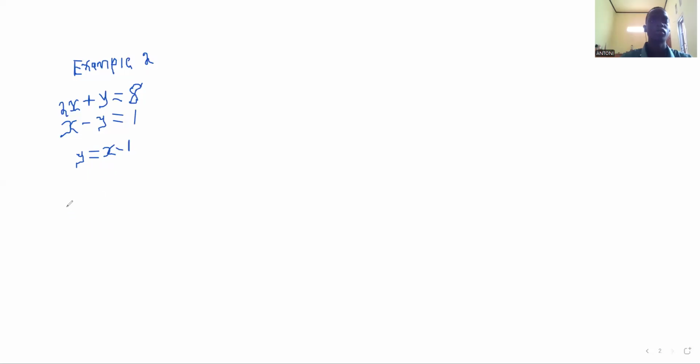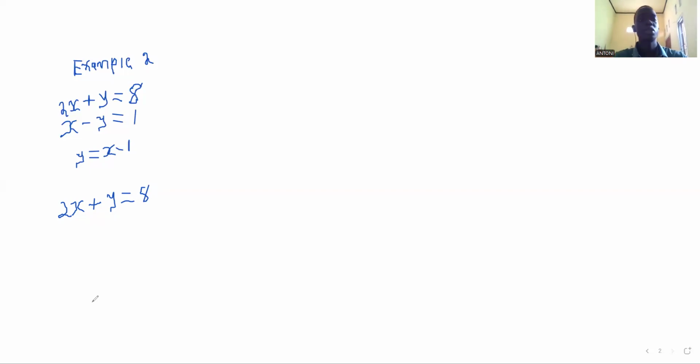2x, 2x plus y, which is equal to 8. x plus y is equal to 8.